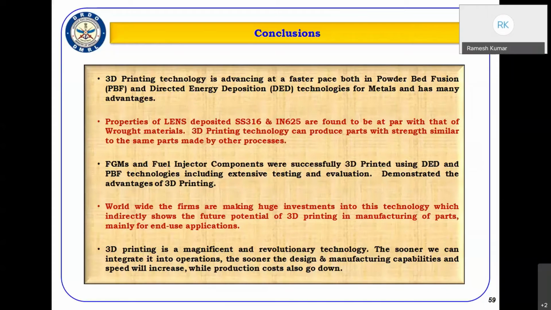So a lot of advancements are there. Huge investments are going into this area. And if you see in the last 3 or 4 years, a lot of new areas of development have come in metal 3D printing. So the final conclusion is 3D printing is a very magnificent and revolutionary technology. The sooner we can integrate it into operations, the sooner design and manufacturing capabilities and speed will increase, while production costs will also go down at the same time.